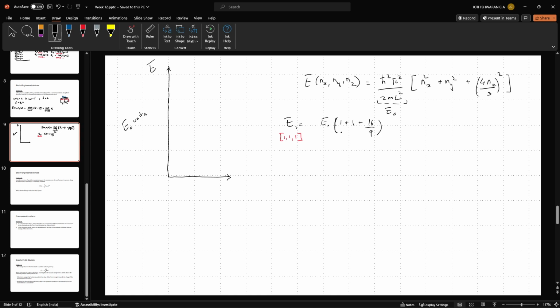So that is going to be 34 by 9, which is approximately what, 3.7, yes, 3.78. So this is approximately equal to 3.7, or rather I can even say 3.8, so 3.8 E naught. So right off the bat, our ground state energy has moved from some E to some E naught dash. So this is no longer at 3, this is at 3.8.